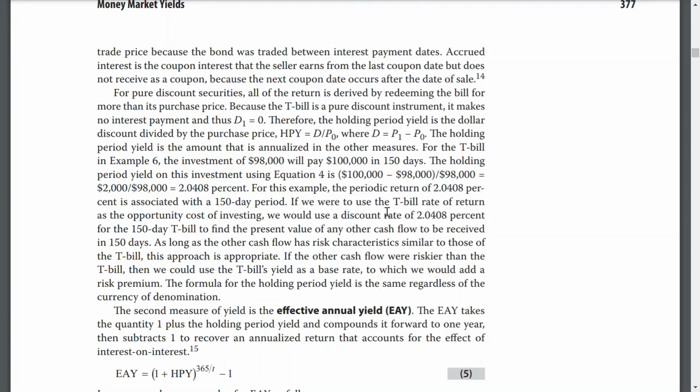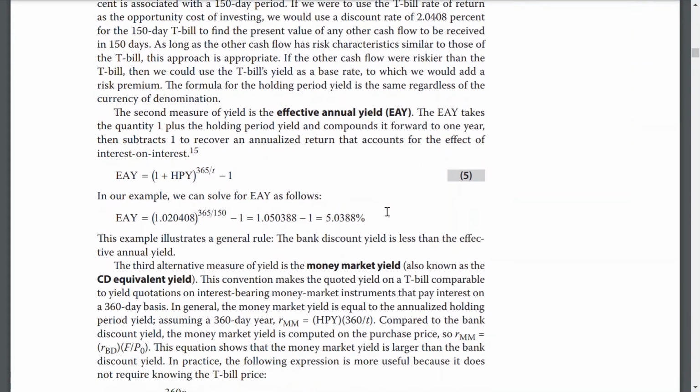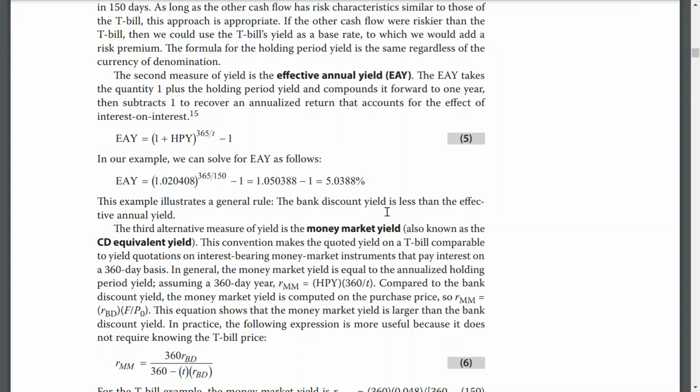The second measure of the yield is the effective annual yield, or the EAY. The EAY takes the quantity 1 plus the holding period yield and compounds it further to 1 year, then subtracts 1 to recover an annualized return that accounts for the effect of interest on interest.